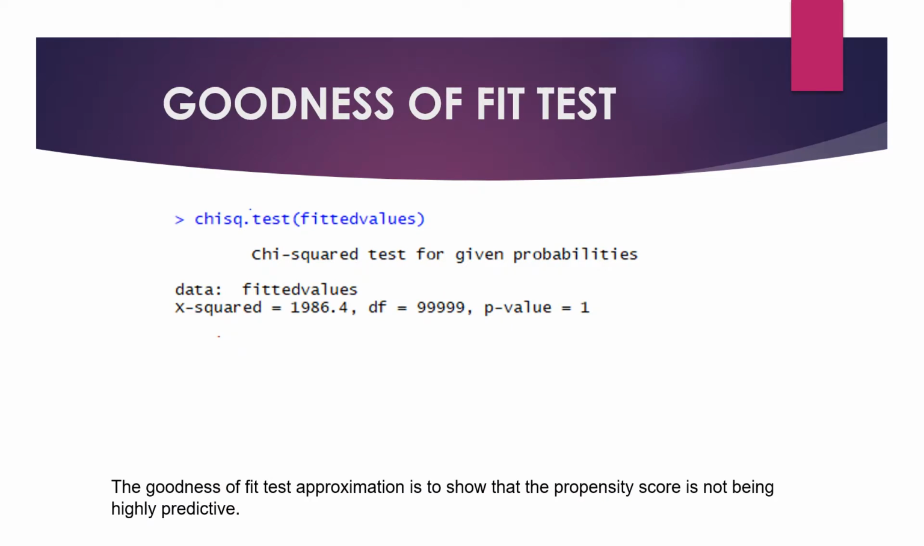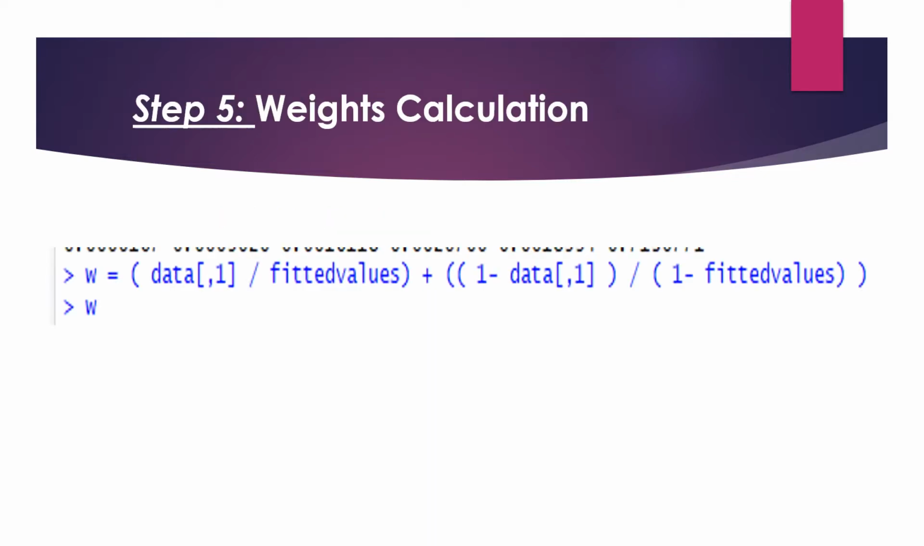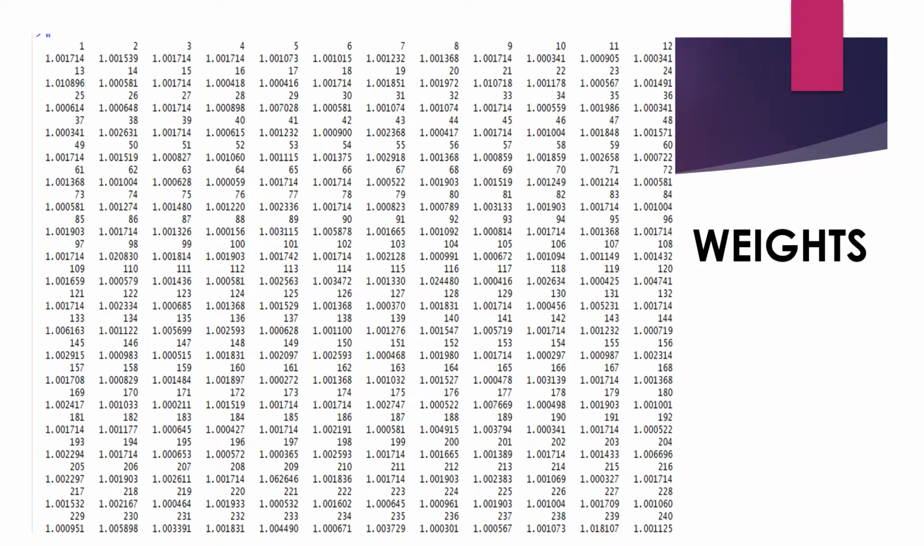Since the fitted value plots did not show any meaningful result, I had to do the goodness of fit test. The goodness of fit test approximation shows that the propensity score is not highly predictive. Now I calculated the weights with the fitted values using the following R code. This is the result of the weights calculated. Again, this is just a snapshot of the weights.